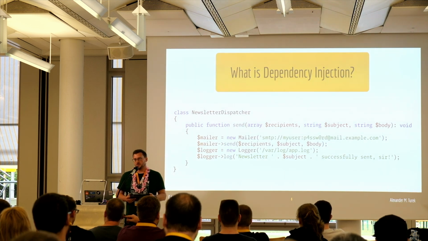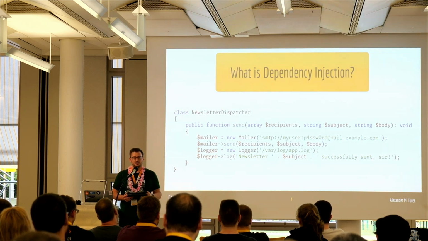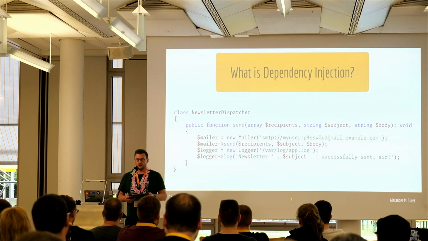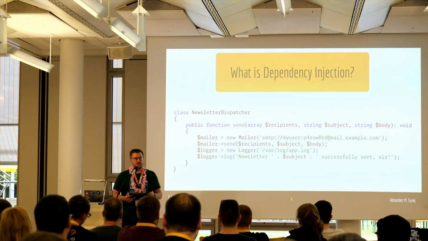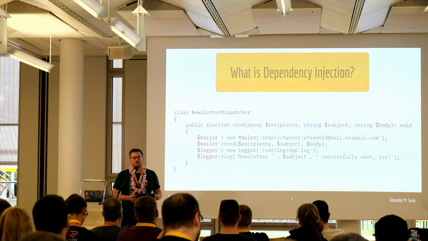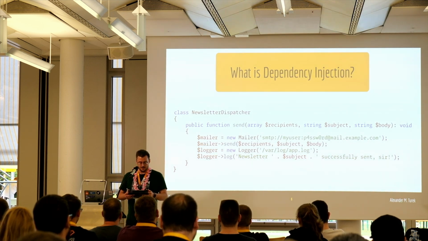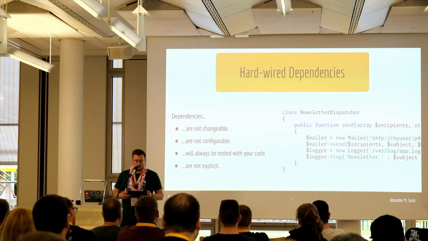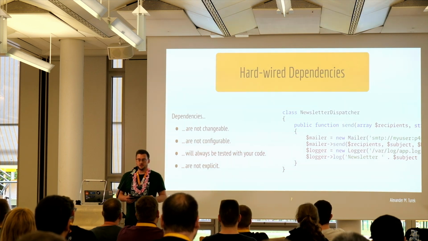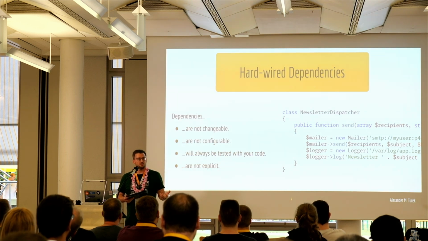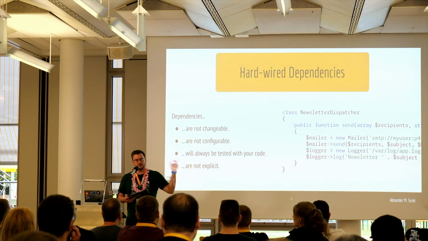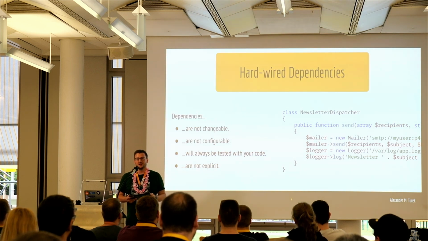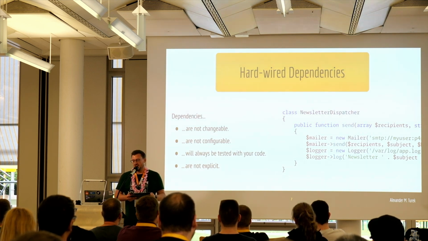And also for testing, we just had a session about testing with mock objects. Maybe I want to have a mocked mailer or a mocked logger for my testing. And this is also not possible in this scenario. So what we see here are hardwired dependencies. Those are not changeable. They are not configurable. They will always be tested with your code. So if you test this newsletter dispatcher, it will actually send mails through your production mail server.